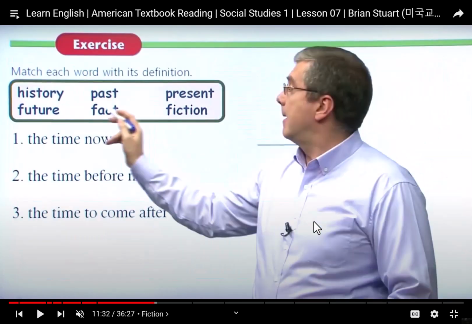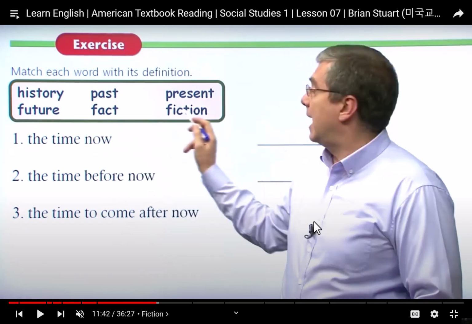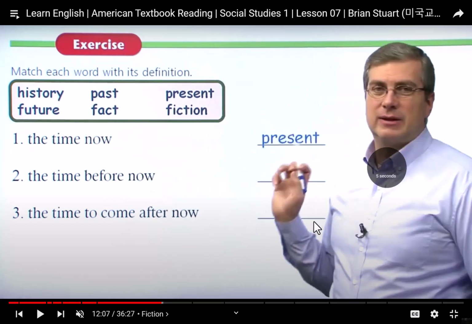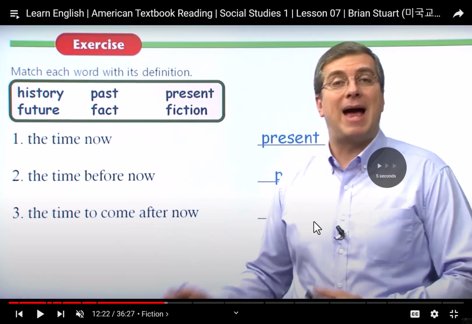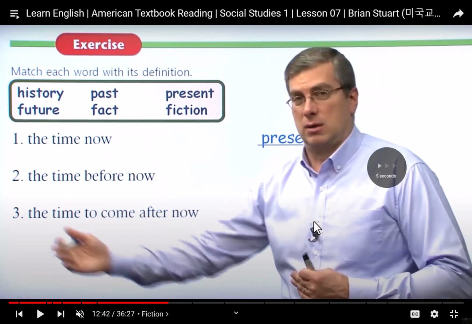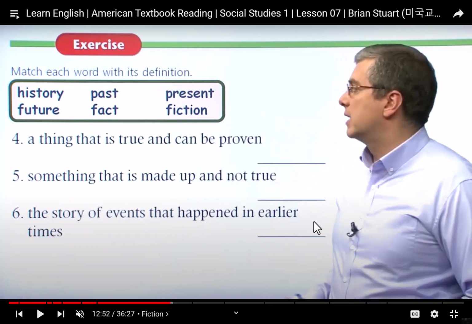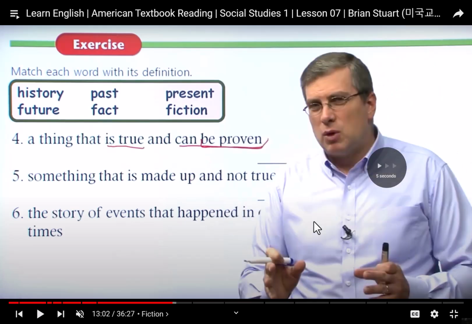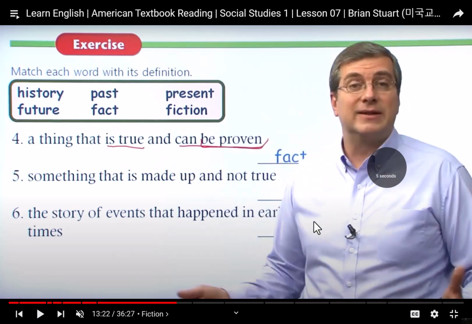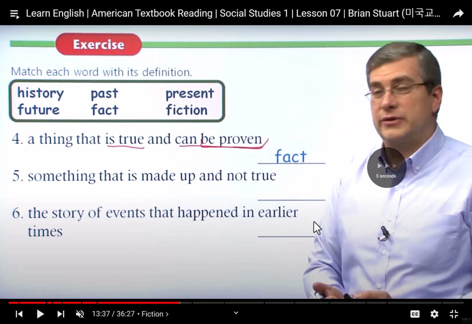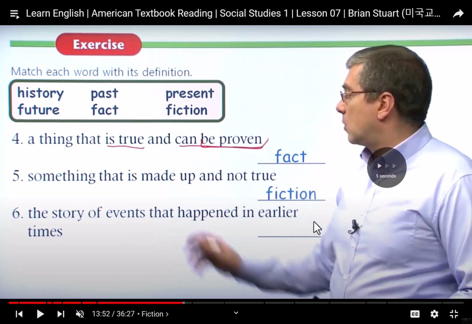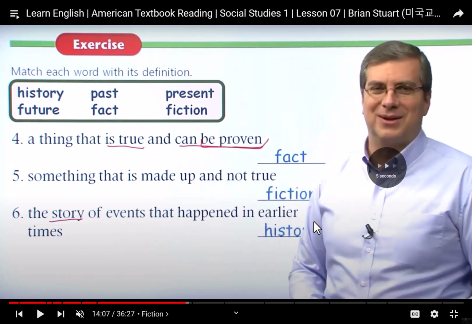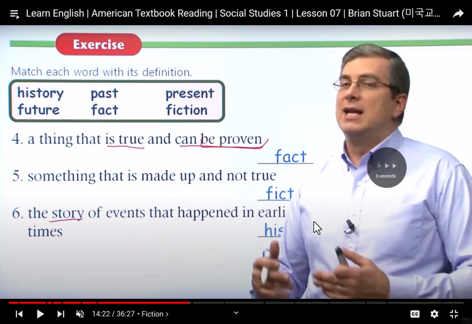So exercise, match each word with its definition. We have the words history, past, present, future, fact, fiction. 1, the time now, is present. 2, the time before now, past. 3, the time to come after now, future. 4, a thing that is true and can be proven, fact. 5, something that is made up and not true, fiction. 6, the story of events that happened in earlier times, history.